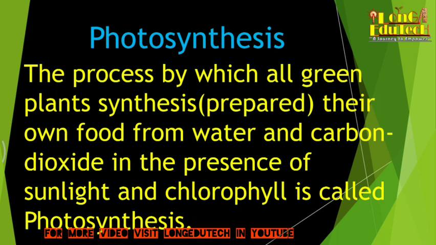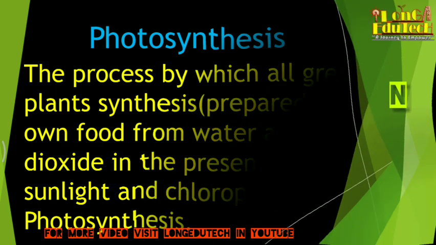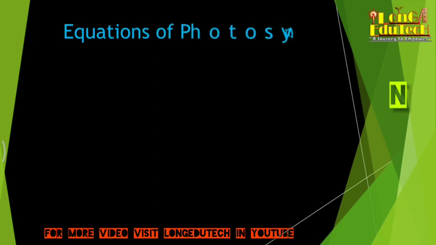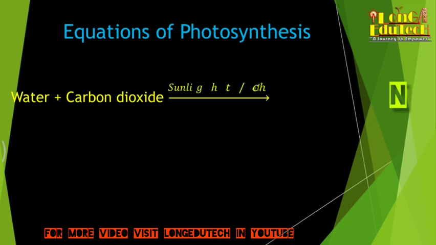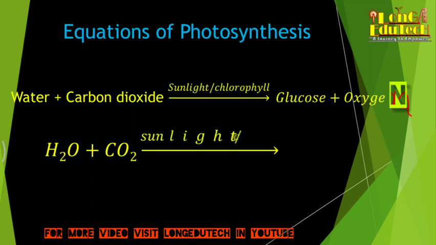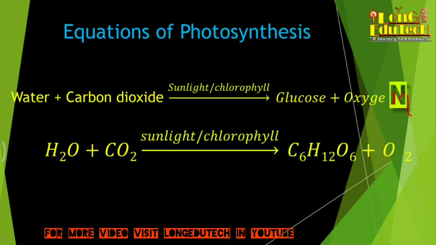Equation: carbon dioxide and water react in the presence of sunlight and the chlorophyll to give glucose and oxygen. That is called photosynthesis. And if we write it in the equation: H2O, water, plus carbon dioxide CO2, with sunlight and chlorophyll, gives glucose, which is C6H12O6, and oxygen, O2.